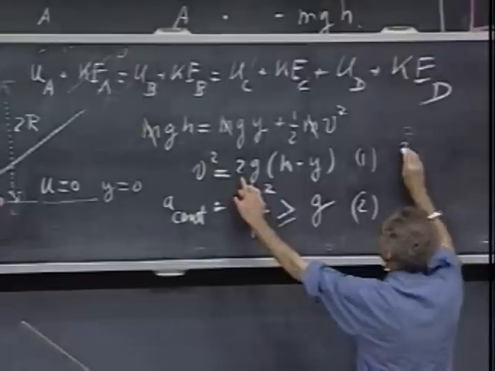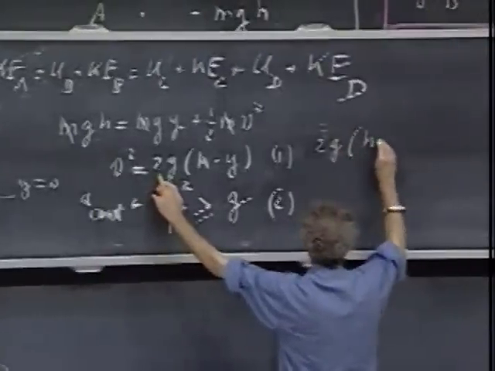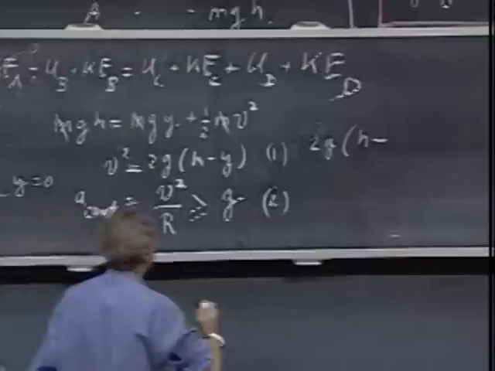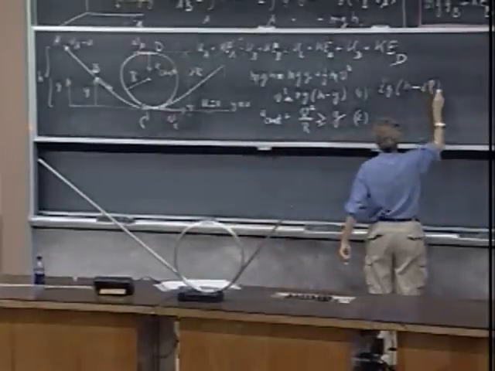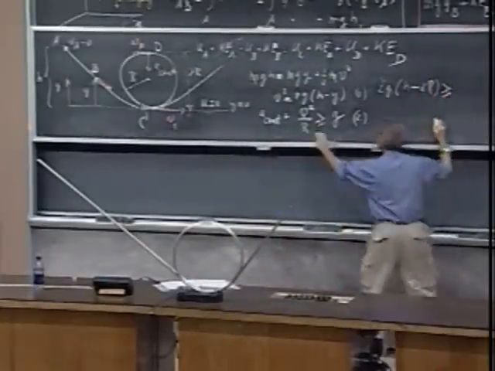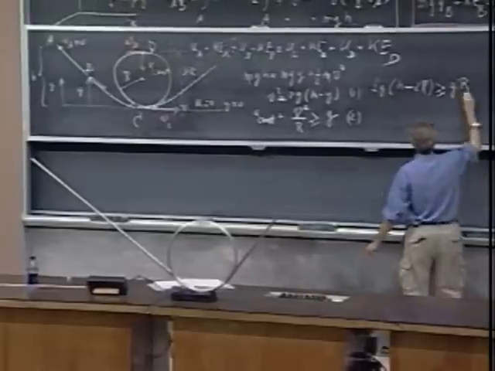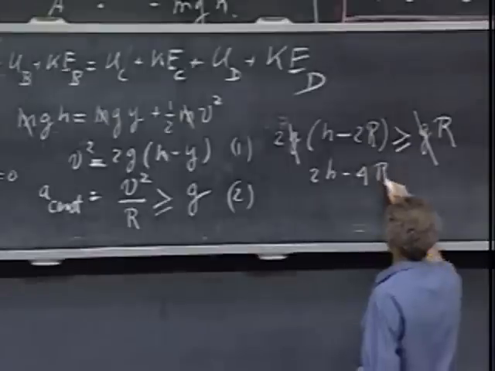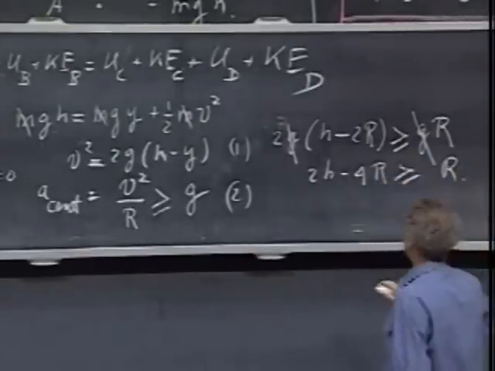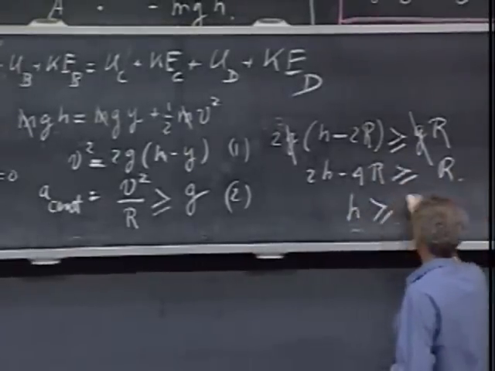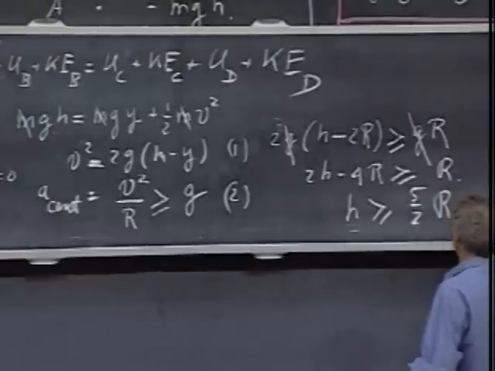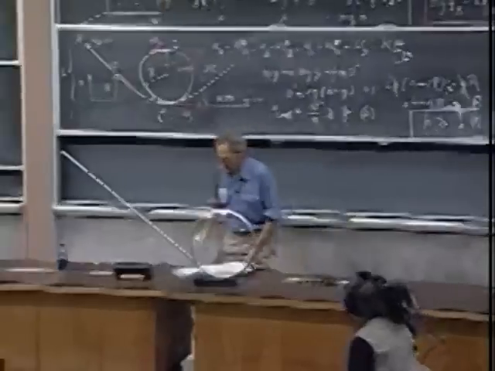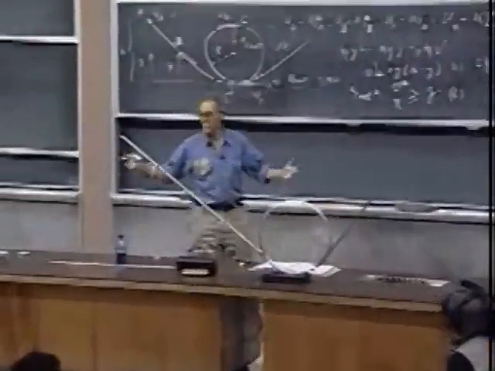So I have here v squared, which is 2g times (h minus y). But y for that point D is 2r. So I put in a 2r. Must be larger or equal to gr. I lose my g. So 2h minus 4r must be larger or equal to r. So h must be larger or equal to 2.5r. This is a classic result that almost every person who has taken physics will remember. It is by no means intuitive.